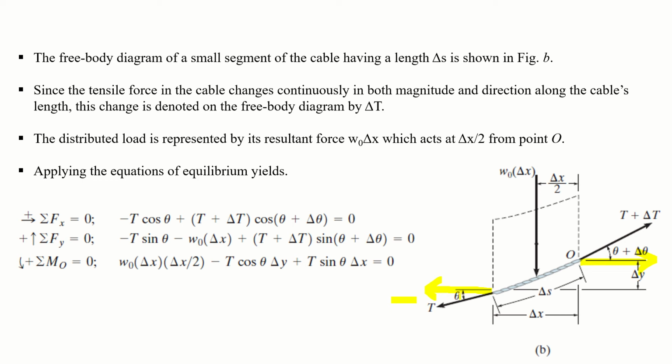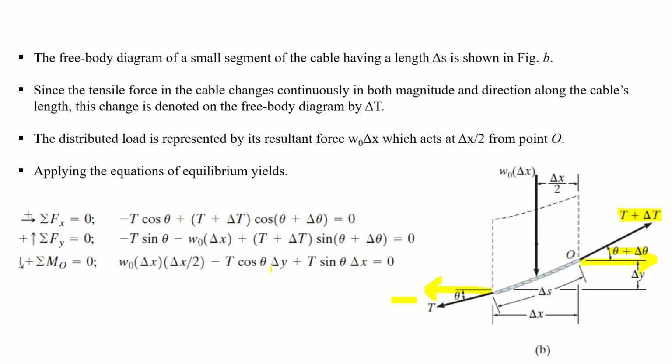Here the angle is theta. However, the force at the other side is T plus delta T, and the angle is theta plus delta theta. So minus T cos theta plus (T plus delta T) cos (theta plus delta theta) is equal to 0. This is your first equation.